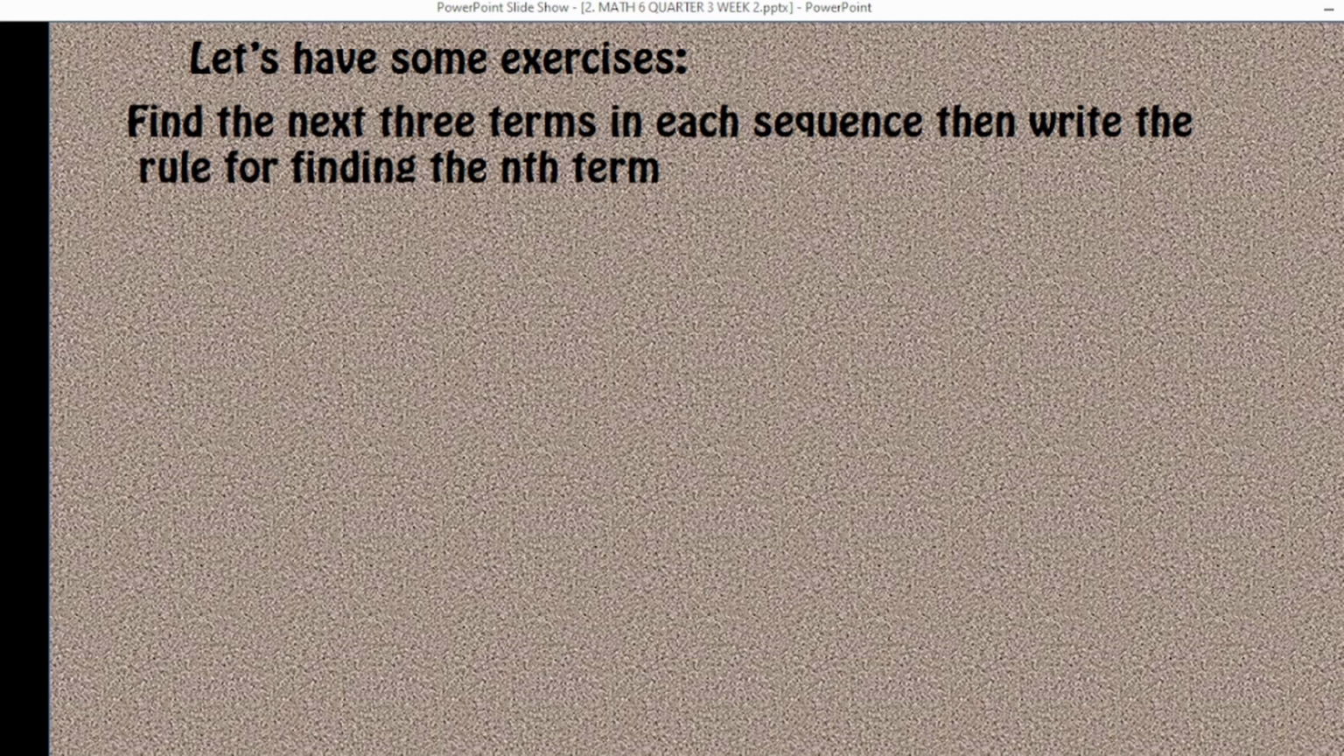Let us have another exercise. Find the next 3 terms in each sequence, then write the rule for finding the nth term. 1, 2, 4, blank, blank, blank. So, ayan mga bata, kayo naman na magsasagot kung ano ang number na ilalagay ninyo dyan sa tatlong blank na yan. Sige nga, gawin ninyo.